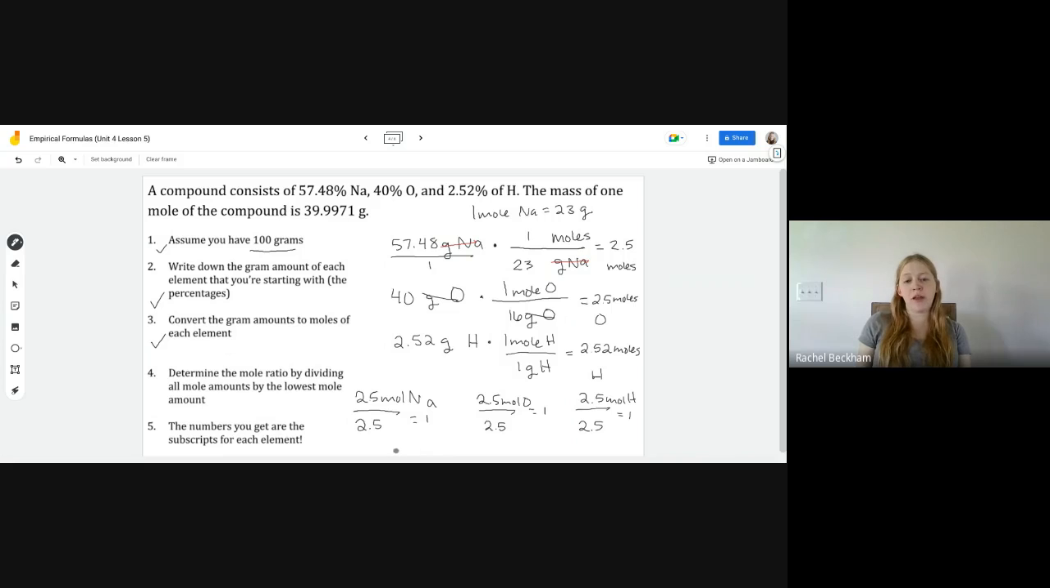So our formula is going to be Na1, O1, H1, because each of these has a subscript of 1. That can just be smushed together to be NaOH, because when you have a subscript of 1, you do not have to write it all the way out like that. So that is how we found the empirical formula for NaOH.